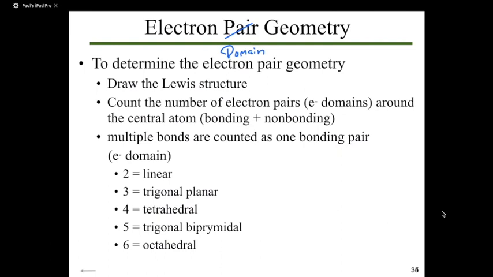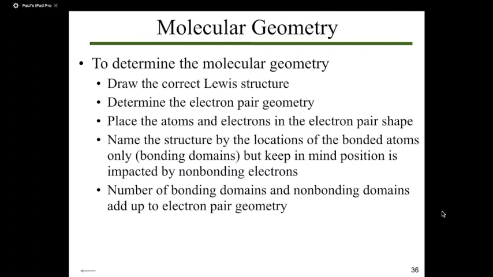109.5. Name? Linear. Okay, good. All right. 5. You need to know. Okay. Now, when we solve, knowing the electron pair geometry or the electron domain geometry is important, but that's not really what we want to know.